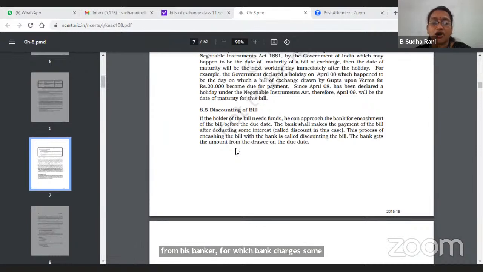So bill discounting means the drawer is taking an advance on the bill amount from his banker, for which he will pay some commission or discount amount. After deducting the discounted amount, the banker will pay the bill amount to the drawer. Okay, so that is discounting.